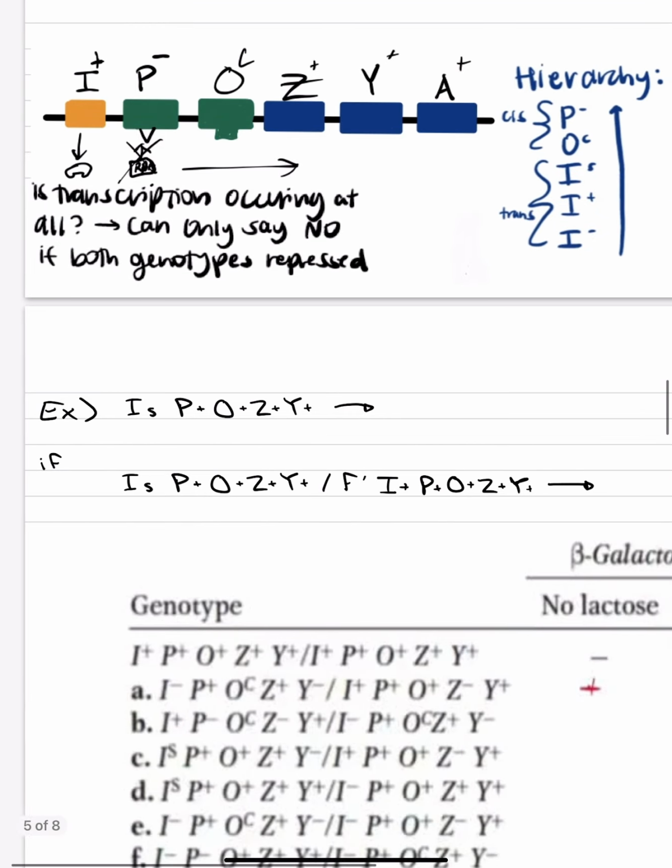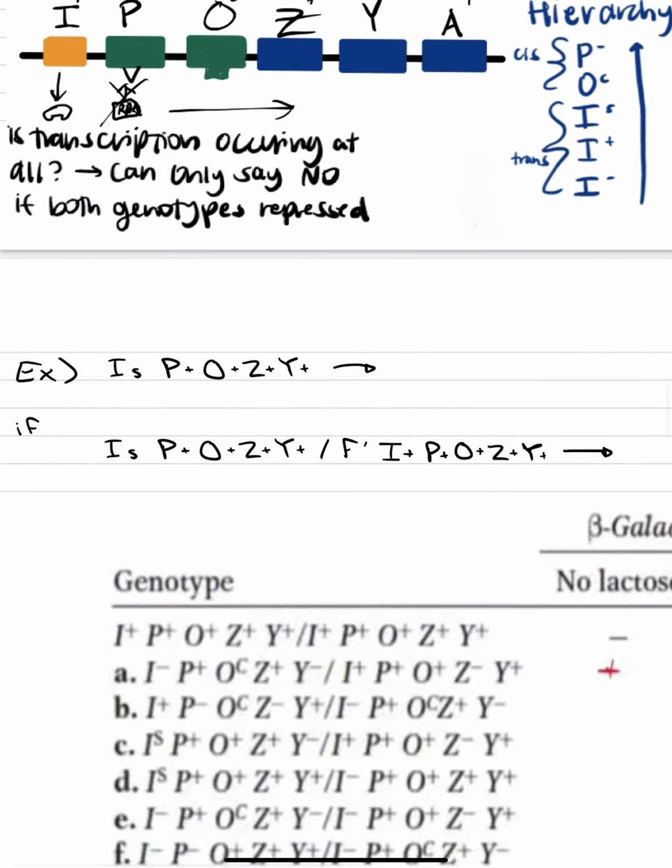All right, so an example would be right here. If we have IS, P plus, O plus, Z plus, Y plus, we have a mutation in the I that's going to result in a super repressor. Super repressor means that you have no area for lactose to bind, so it's going to remain bound to the operator, and that's going to result in a repressible system.